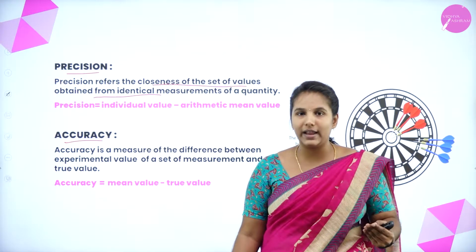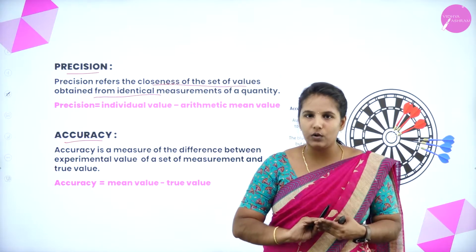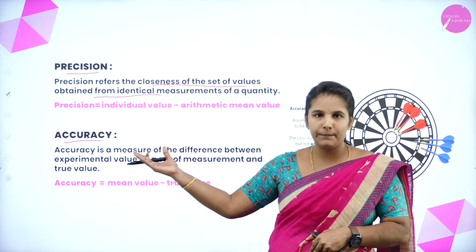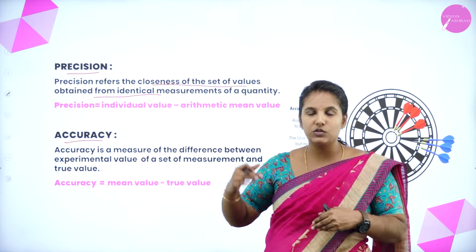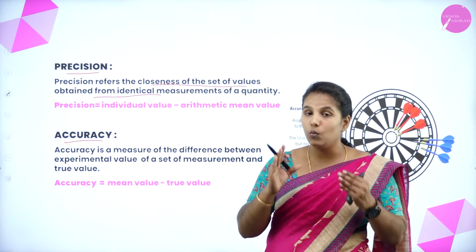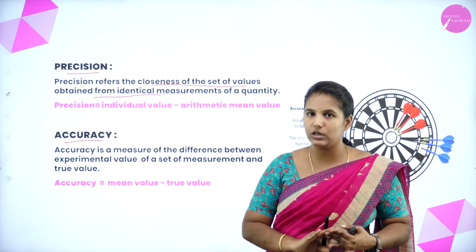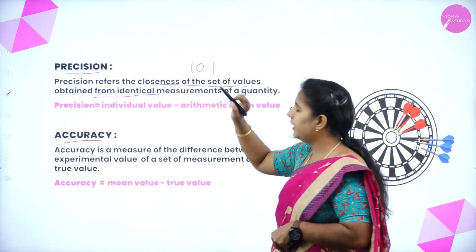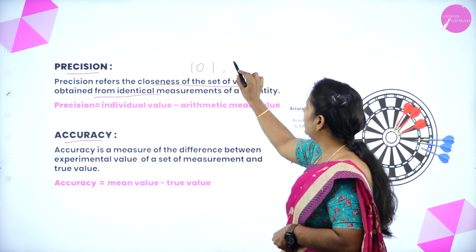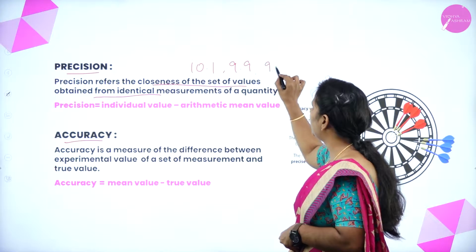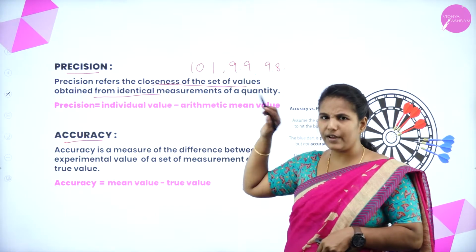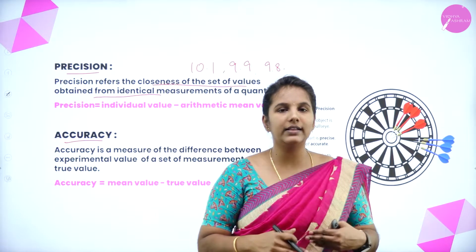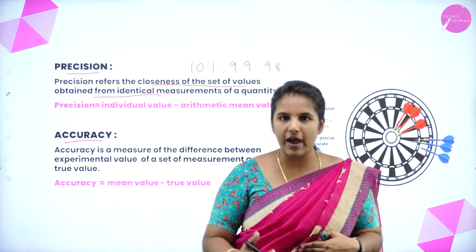After doing the 4th trial, I'll compare those values. If the values are closer to each other, then we say it is a precise one. We say it is precise only when the values are very close to each other. For example, if I get 10.1 in my first trial and 9.9 and 9.8, these values are very close to each other, so we say it is a precise value.